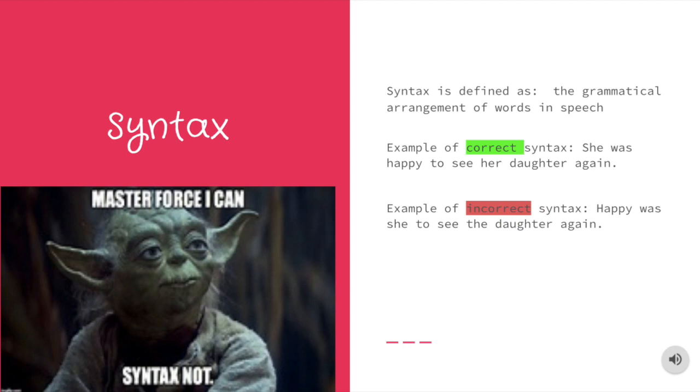She was happy to see her daughter again. Implies a woman saw her daughter again and she was happy. The example of incorrect syntax, using that same example: happy was she to see the daughter again. We know she saw her daughter. We know she was happy, but as children, we can't really distinguish the difference. So we are bound to confuse and mess up our syntax.